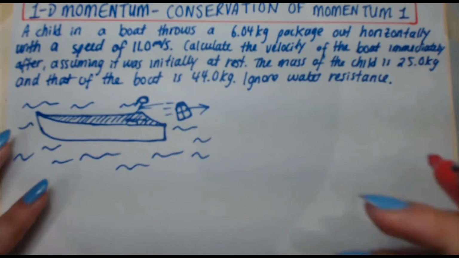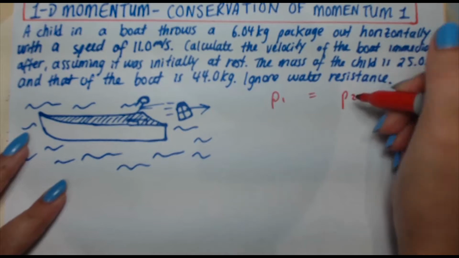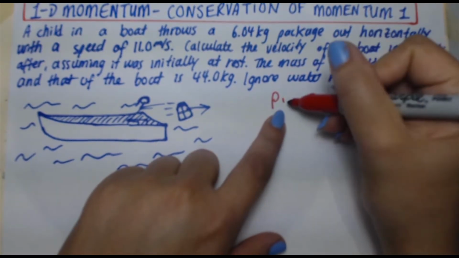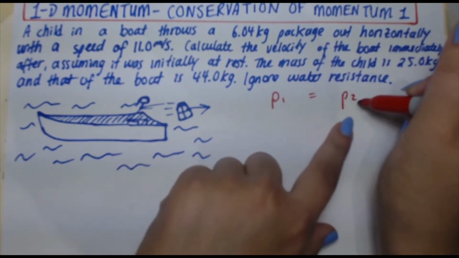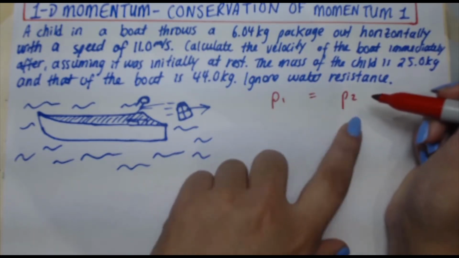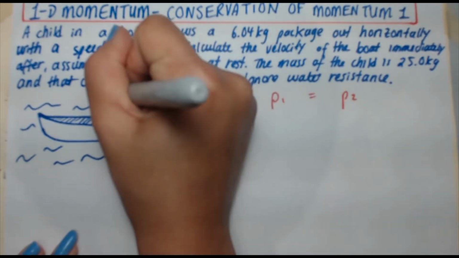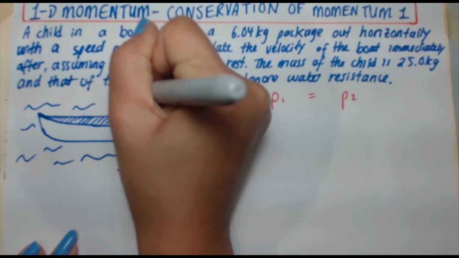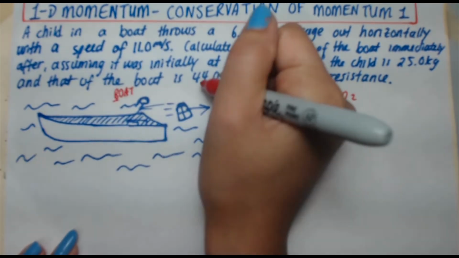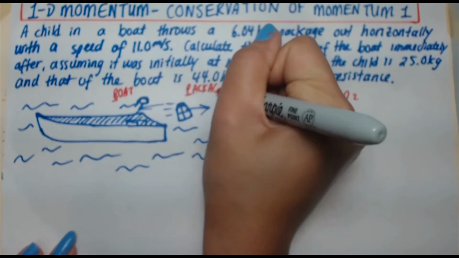Okay, so in the beginning, we set up our conservation of momentum statement: the momentum at an initial point 1 is equal to the momentum at a later point 2. Total momentum initially equals total momentum later on. Now, we have to also assign subscripts for the different objects. The two main things we have here are the boat, which includes the child, and the package. So we're going to use B for boat and P for package.